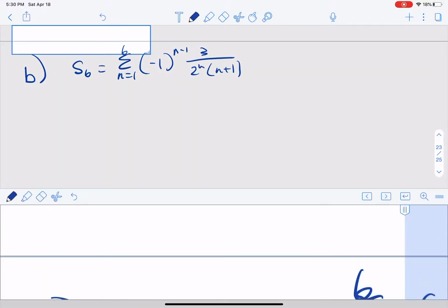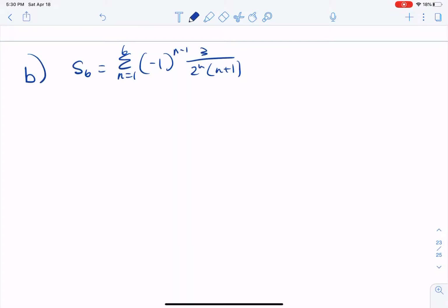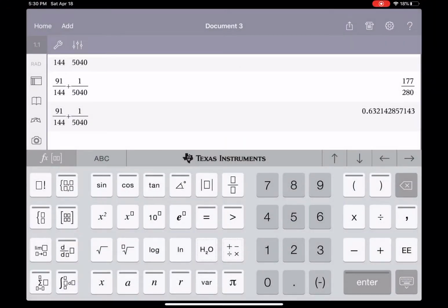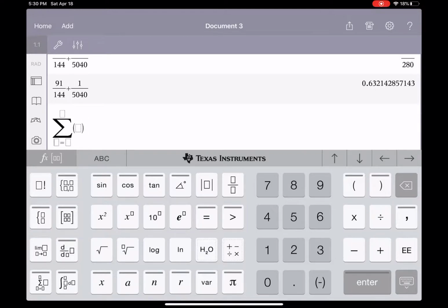Well, I don't know about you, but I'm not going to do that by hand. I refuse. I'm going to put that into the calculator, just like I did the other one. So my summation from n equaling 1 to 6. Why are we always going up to 6? Who knows? All right, so put in our little fraction here.